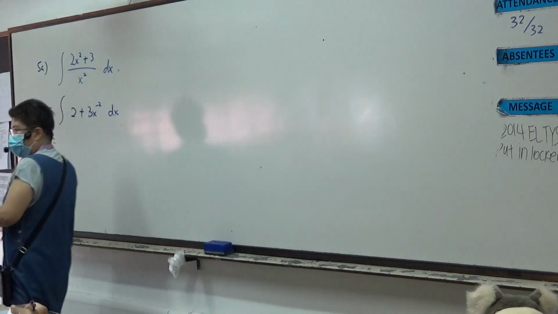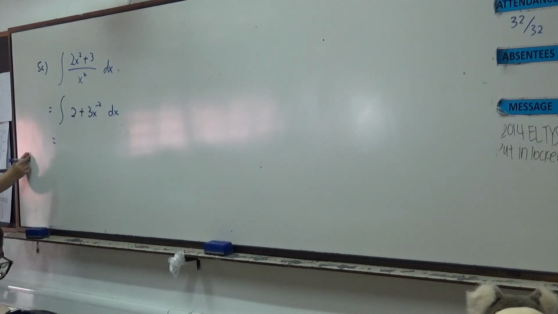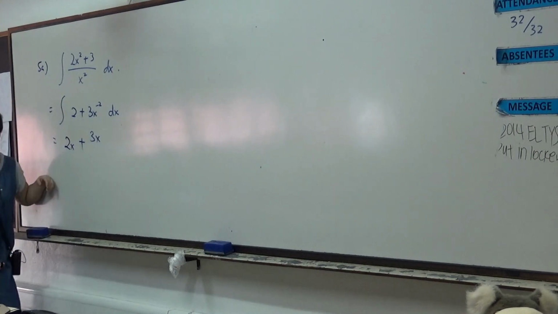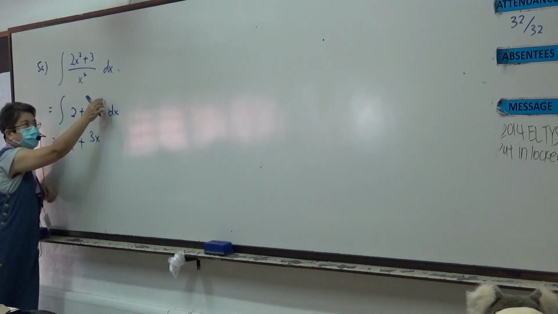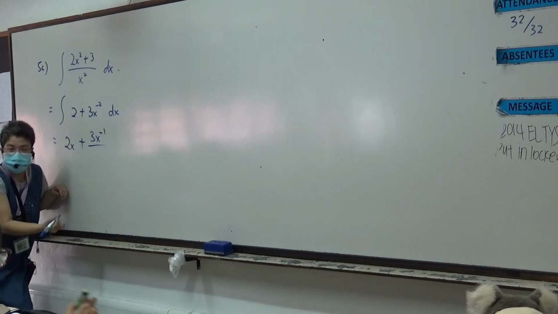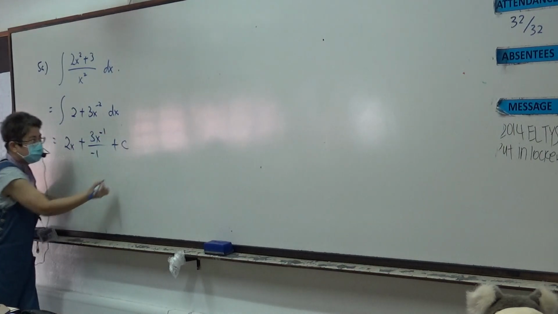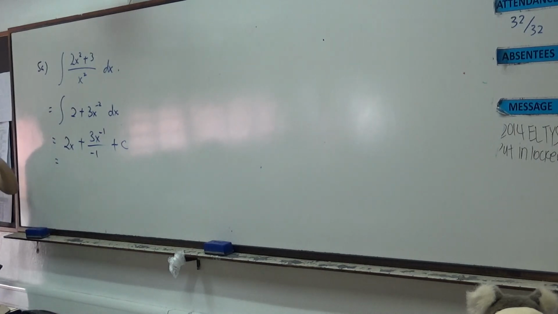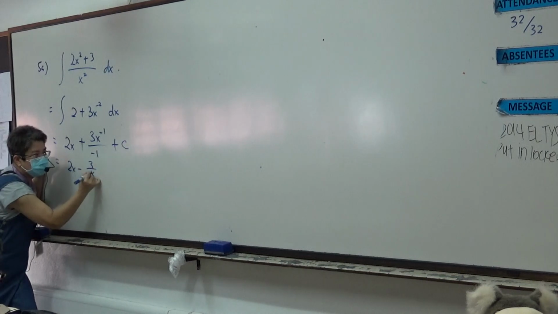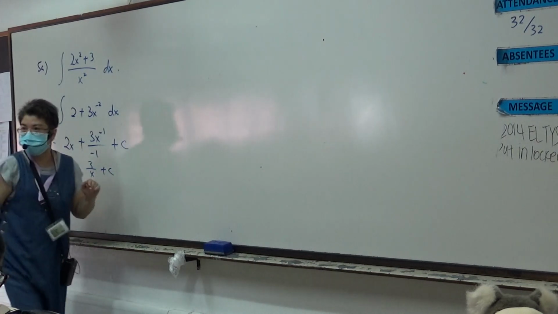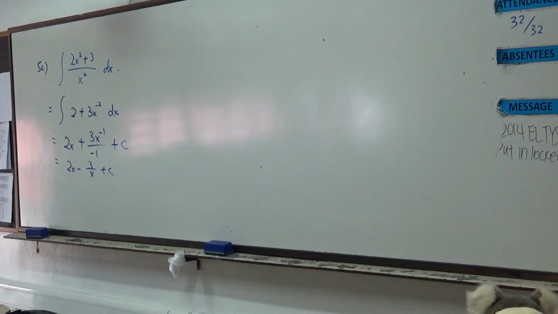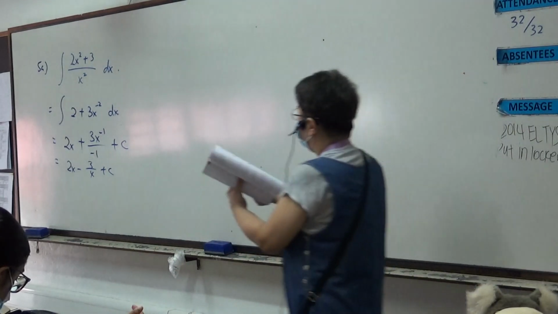Okay, what's your answer? 2x, good. Plus 3x what? I plus 1, so it becomes what? Negative 1 over negative 1, plus c. So how do I write it nicely? 2x minus 3 over x plus c. Yes, see or not? Okay. Alright, good. Next.